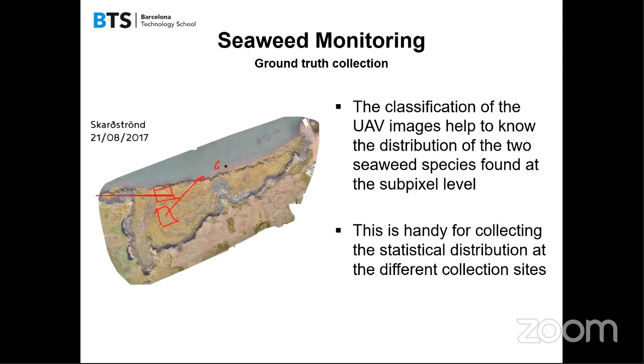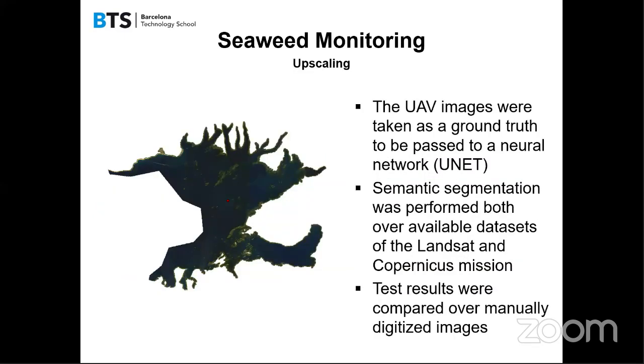Maybe it was 90% of one type of algae and 10% of the other type, and we will record this data so we could do some statistical distribution modeling later on. Those UAV images, taken as the ground truth as I said, were passed to a UNet network, and then the semantic segmentation was also applied to Landsat and Copernicus mission systems.